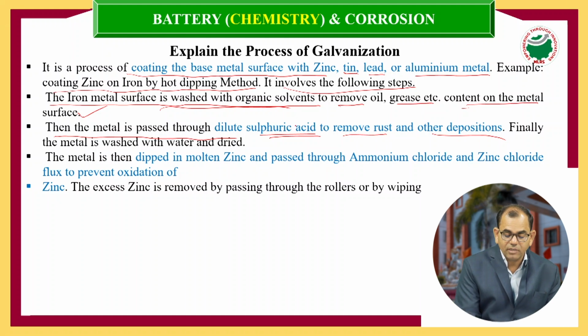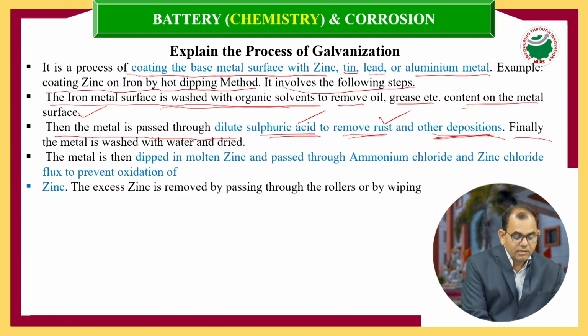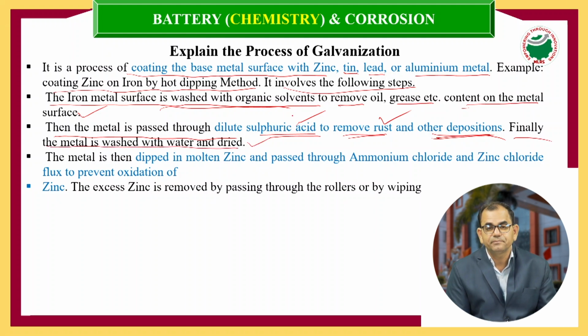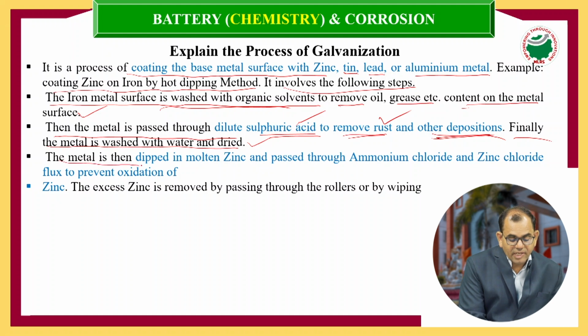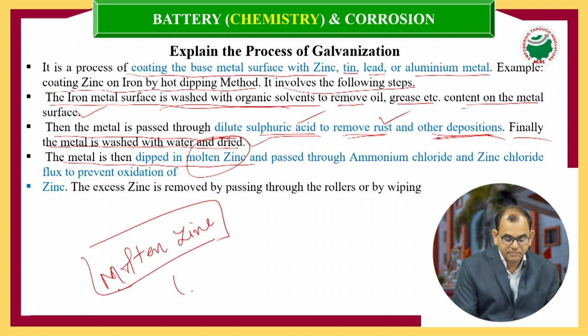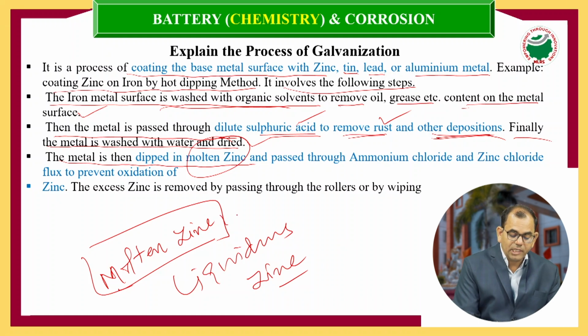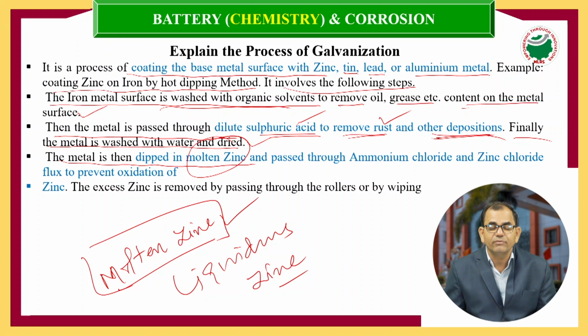So why are we using sulfuric acid? To remove the rust, to clean it, or any other depositions on the surface of the metal. Finally, the metal is washed with water and dried. The metal is then dipped in the molten zinc. Molten is nothing but liquid zinc. Okay, molten metal is nothing but metal which is in the liquid form.